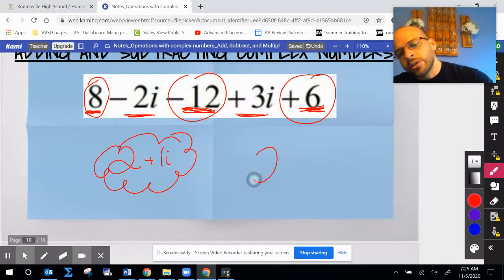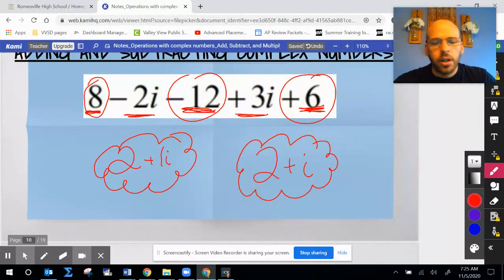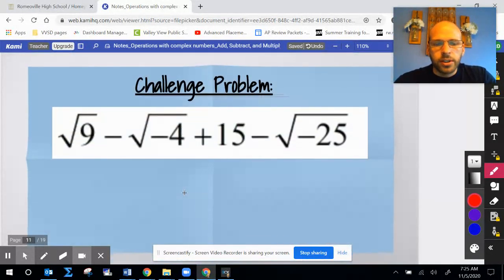Okay, or you can also just write this as 2 plus i. The 1 is kind of implied, so you could do it either way. It's kind of like x is still 1x, i is still 1i. All right, so this one's a little different.